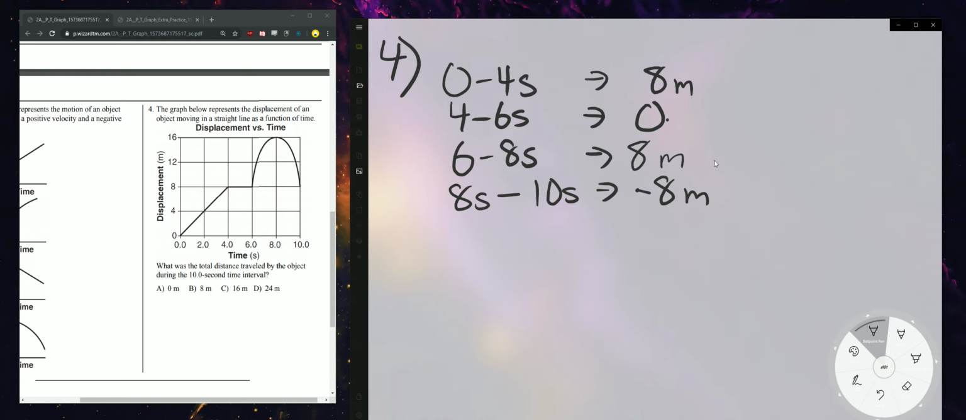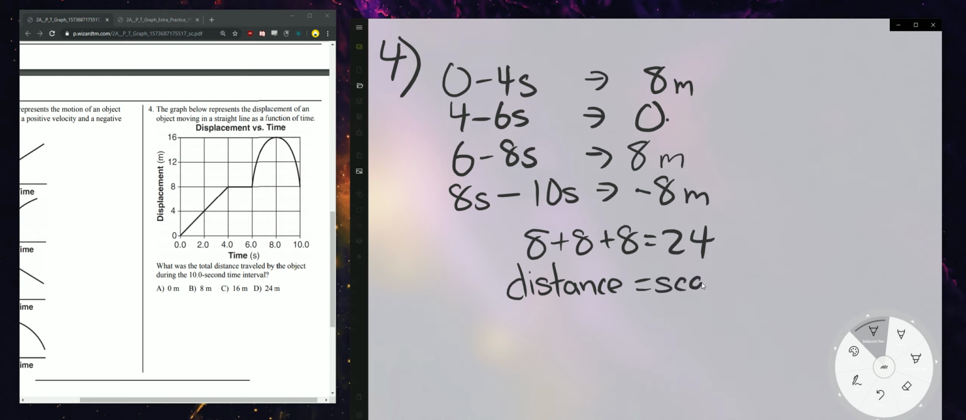But the question only wants the total distance traveled. So we're just going to ignore this negative sign. We traveled 8 here, another 8, and then another 8. And so 8 plus 8 plus 8 is 24. We're ignoring the negative sign because distance is a scalar. This is something I've been saying all this time: distance is a scalar.